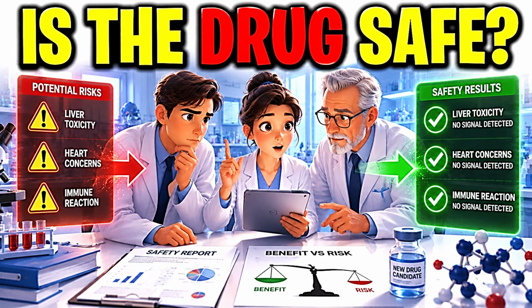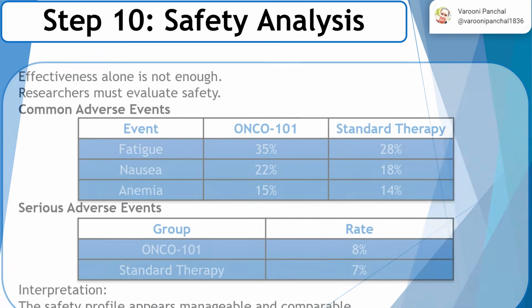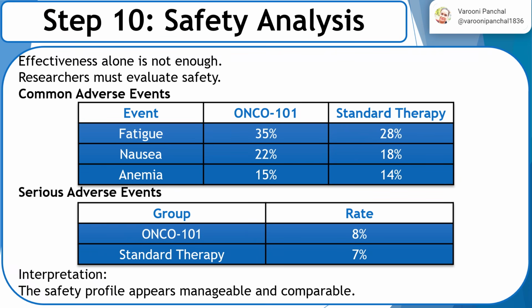Is the drug safe? What are the potential risks and the safety results? Step 10 is safety analysis. Now, effectiveness alone is not the only factor for getting approval for any oncology clinical trial from regulatory agencies, right? Researchers should also evaluate the safety. That also is an important factor to get your oncology clinical trial approved.